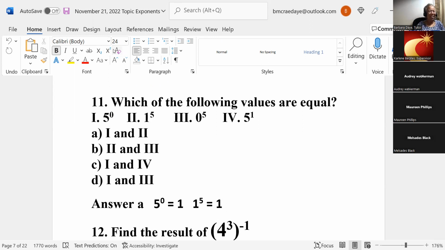I don't really comprehend it. It says, which of the following values are equal? And Audrey established that 5 to the 0 is 1, and 1 to the 5th is 1, and that represents Roman numeral 1 and Roman numeral 2. The only combination that says 1 and 2 is A, and there's only one answer here. This one is quite new to me.